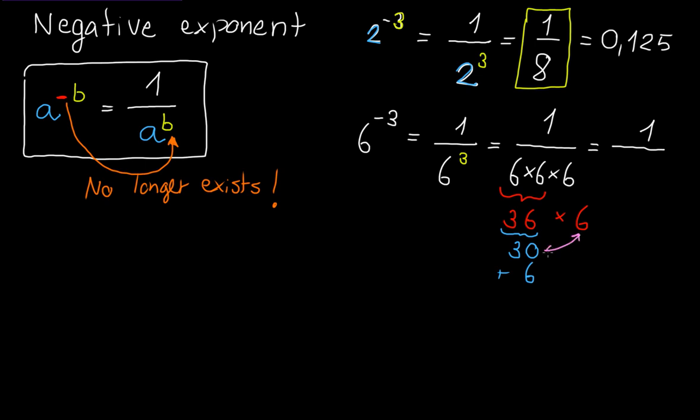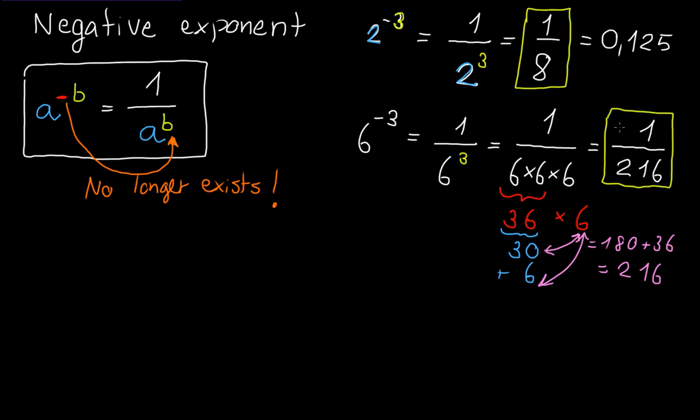6 times 30 is 180, and then 6 times 6 is 36. There are multiple ways of doing this. This is just one of the, let's say, quicker or simpler ways of doing this. And the result is 1 over 216. And this is our final result. If you have a calculator, you can definitely put it into some decimals, but this is the accurate answer.